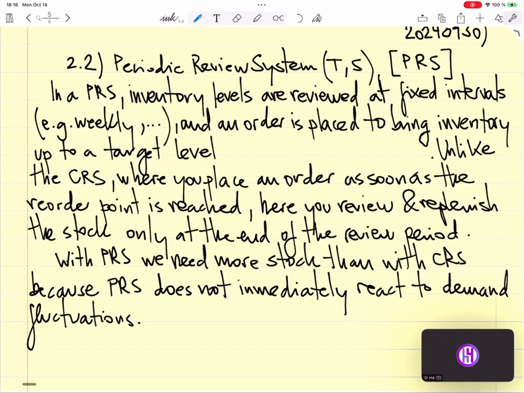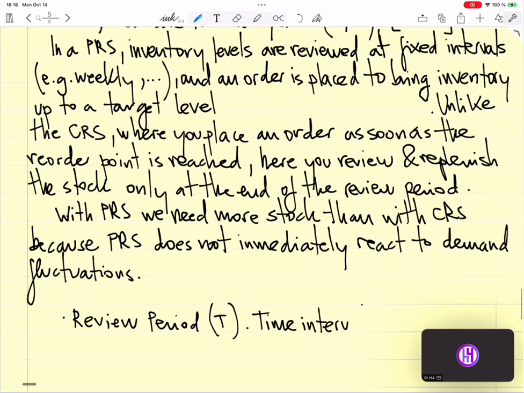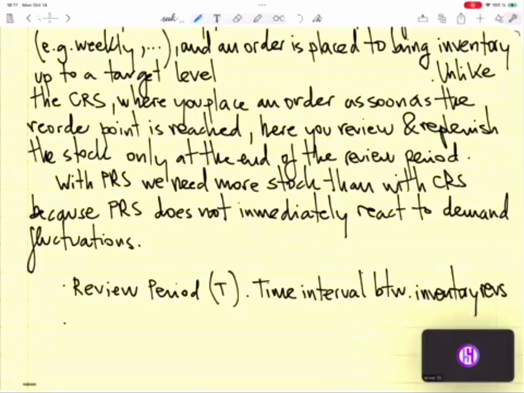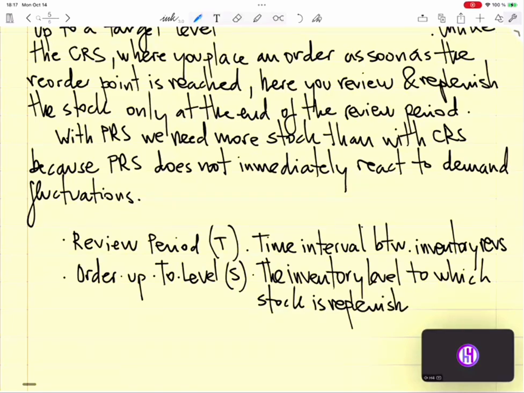All right, so let's continue with the mathematical formulation. We have the parameters: review period, which is T, the time interval between inventory reviews, and the order-up-to level, S, so the level of inventory that we want to reach, the inventory level to which stock is replenished at each review.